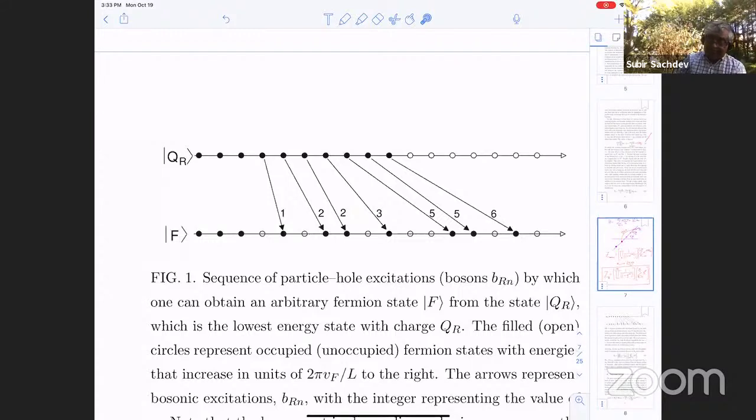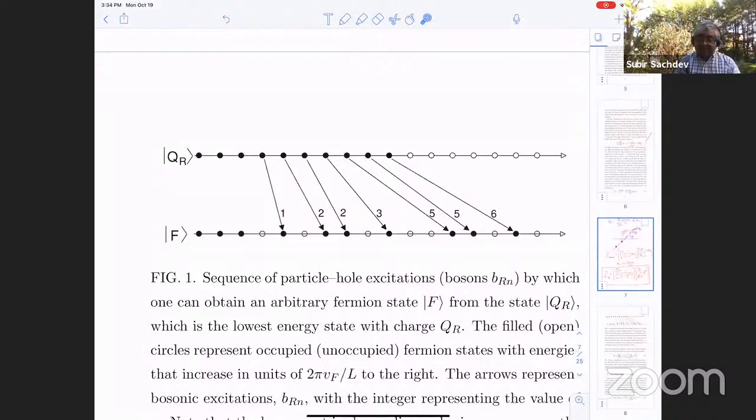Okay, so what is the Bose state? Well, the Bose state is given by these numbers. I have a series of non-decreasing integers. So what do these tell me? This tells me that I have one boson with energy one in units of 2 pi VF over L. So one boson of energy one, two bosons with energy two, one boson with energy three, two bosons with energy five, one boson with energy six, and no other bosons.